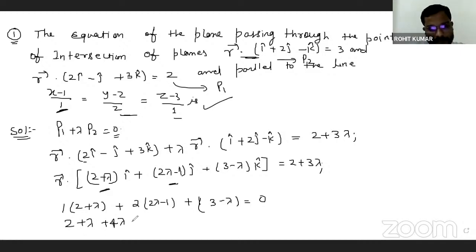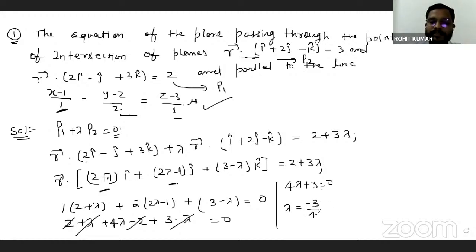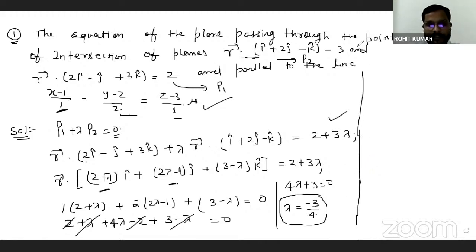Let's do this calculation. These two will get cancelled, these two will get cancelled, and that is equal to 0. So we got 4 lambda + 3 = 0. That will give us the lambda value as minus 3 by 4. Now when we put this lambda value in the equation we found, we get r dot (2 + lambda), so 2 - 3/4, that is i.